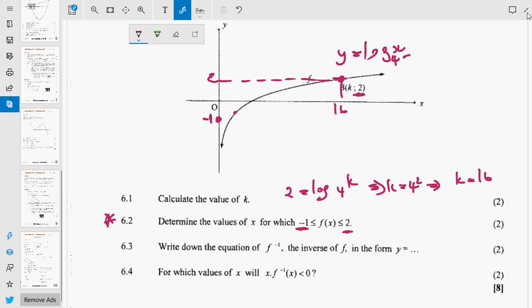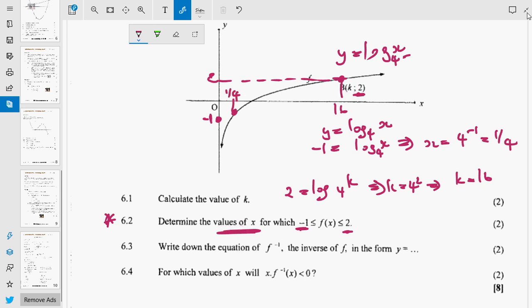So that we can find the x value, because the question is asking you the values of x. So the equation is y is equal to log x base 4. Now I'm telling you that y is -1, so you have to solve for x here. Using your log laws, it is clear that x is equal to 4 to the -1, which means x is 1/4. So here I have 1/4. Okay, so when my y value is -1, my x value is 1/4.